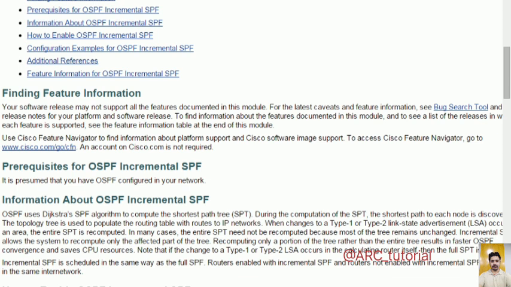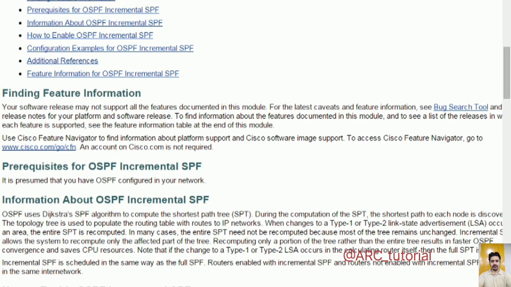See, there is a rule that whenever there is any change in a type 1 or type 2 LSA, then you have to recompute the SPF algorithm, right? During that SPF algorithm execution, of course, the CPU usage will be higher. To reduce that, you can enable incremental SPF, because generally it is not always mandatory that your entire SPT will get changed.